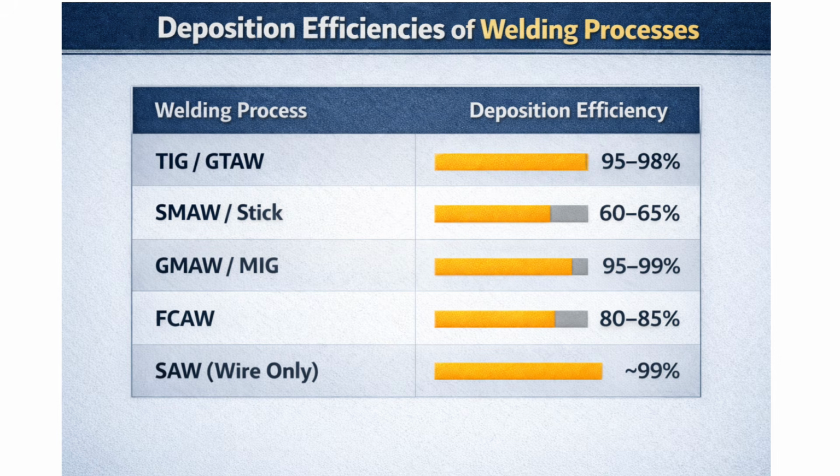Different welding processes have different deposition efficiencies. For example, GTAW, TIG, 95 to 98%. SMAW, stick, 60 to 65%. GMAW, MIG, 95 to 99%. FCAW, 80 to 85%. SAW, wire only, approximately 99%. Lower efficiency means more electrode weight for the same weld metal and more wastage of electrode.